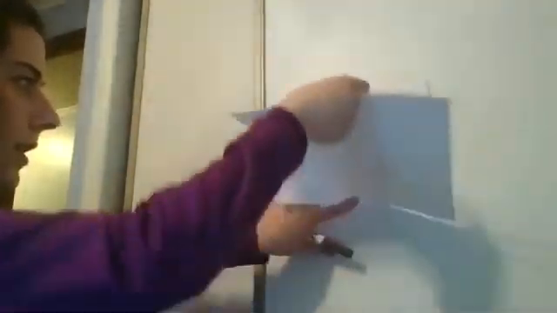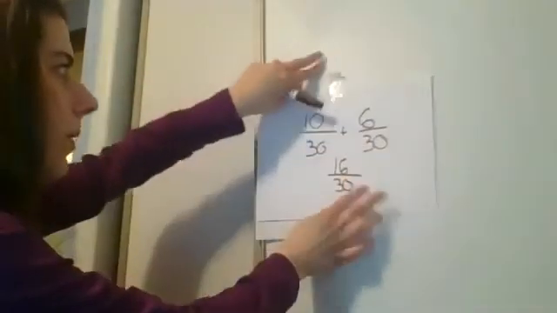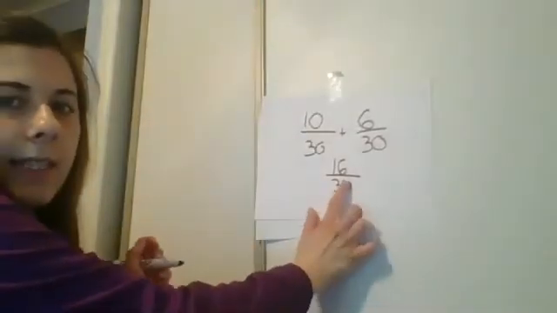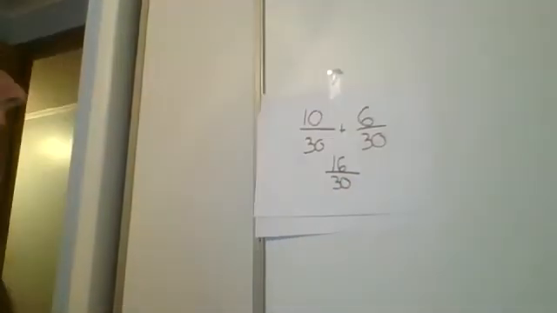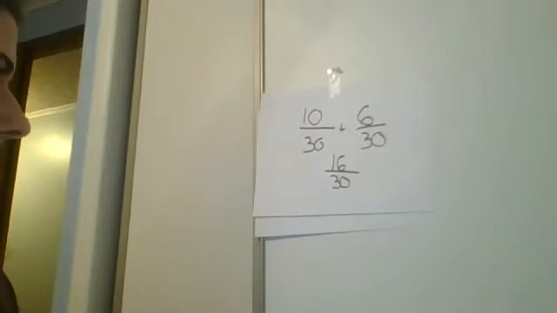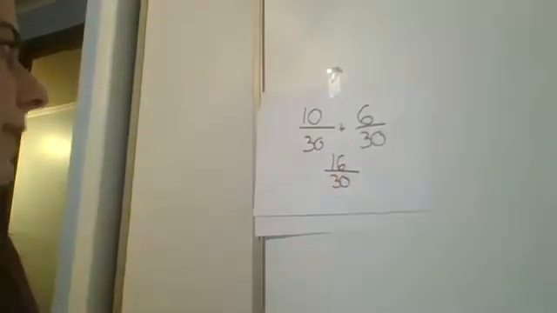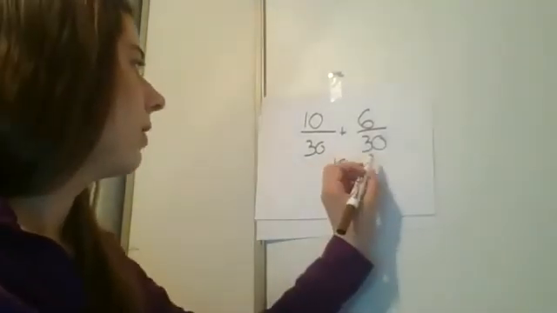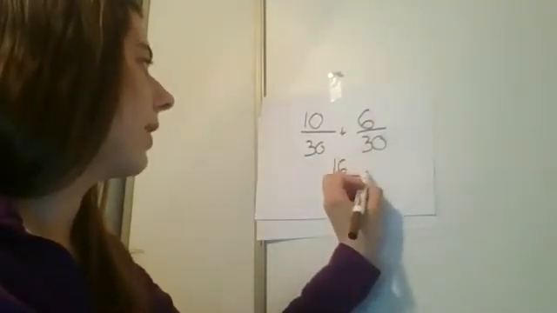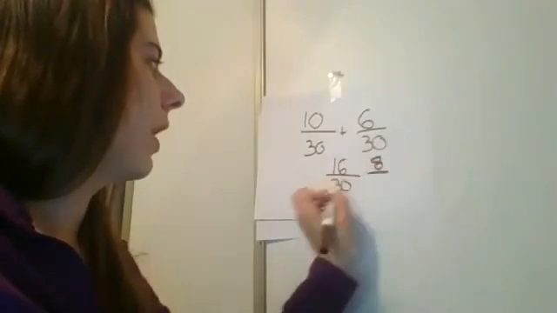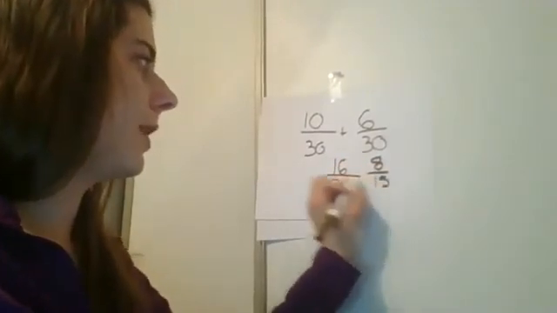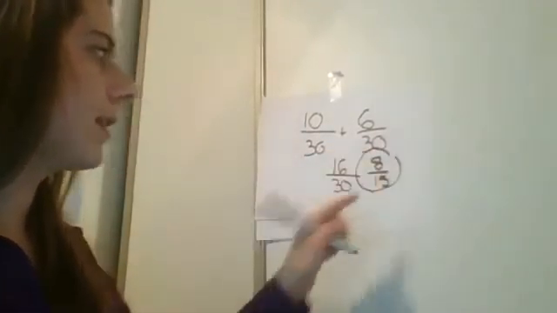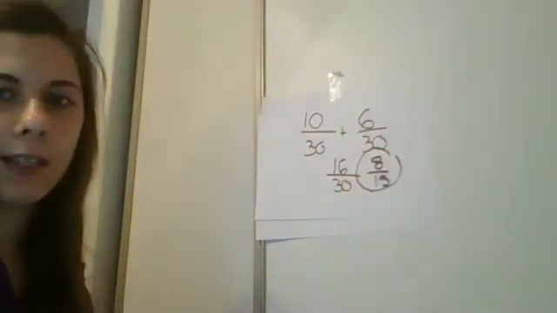I realize you guys can't see my answer, so I'm going to move this up a little bit. Okay, so I have 16 30ths right now, and I know that I can simplify this. So I can take 16 and I can cut it in half. So half of 16 would be 5, 6, 7, 8. And then half of 30 is 15. So my final simplified answer is 8/15.